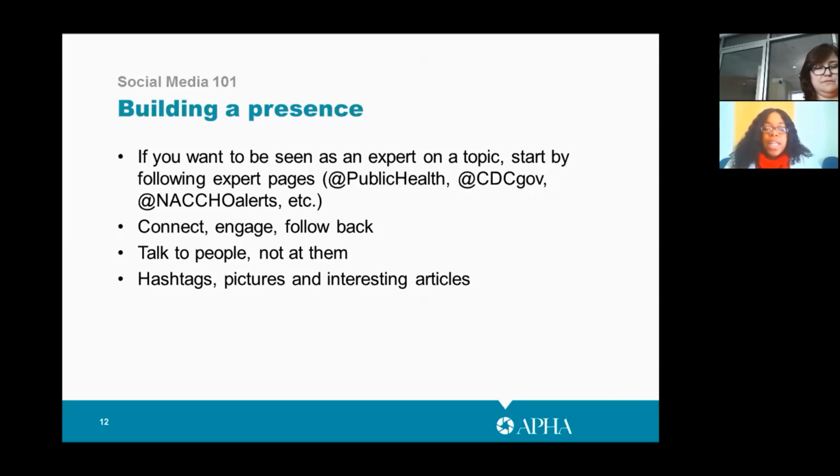And if you also want to be seen as an expert on a topic, in this case, public health related, you want to follow pages that are public health expert pages. So that being at Public Health, at CDC.gov or Nature Alerts and anything like that. All of these pages have a blue check and are verified, so that means that you can at least trust that the information they're tweeting about is 100% factual.